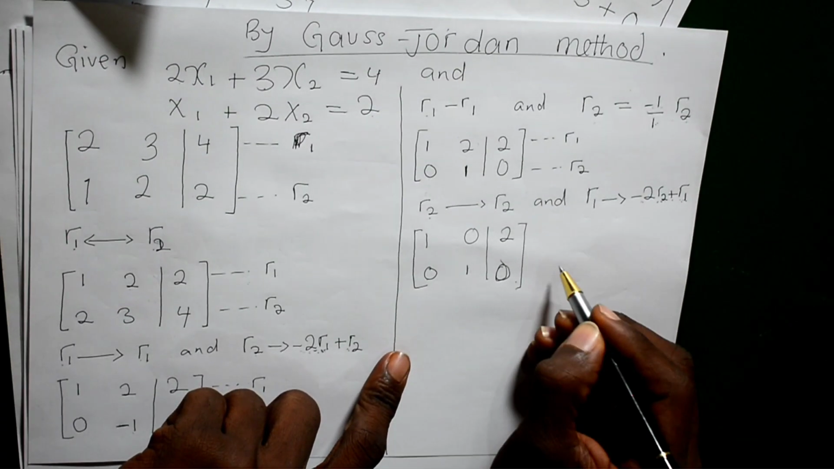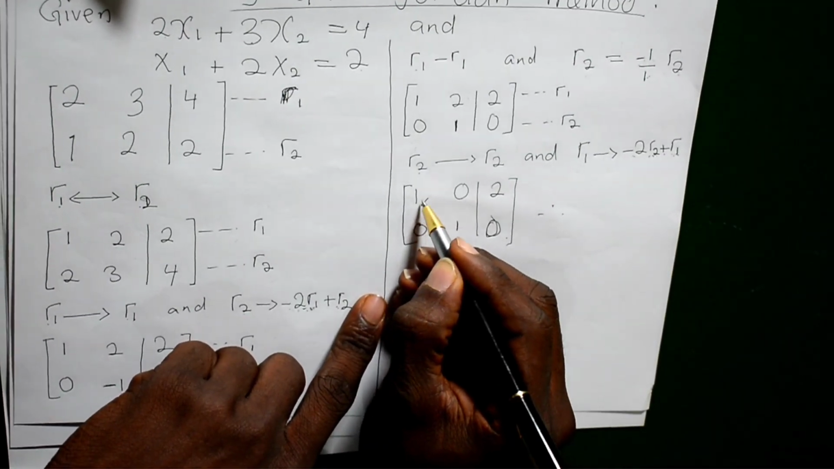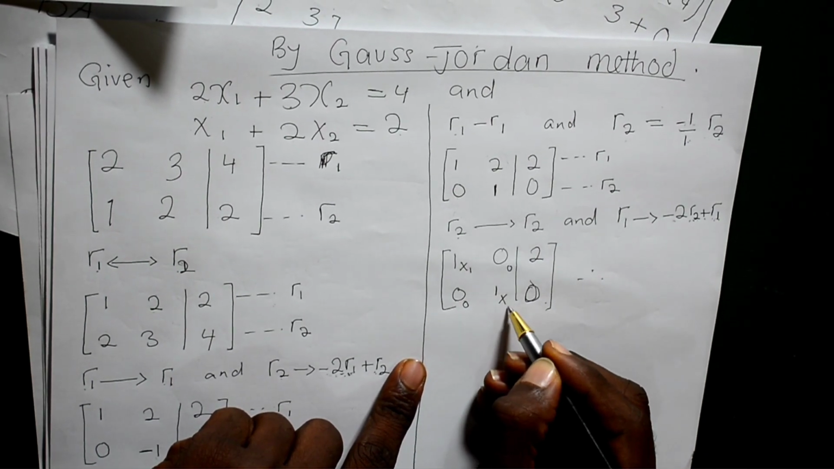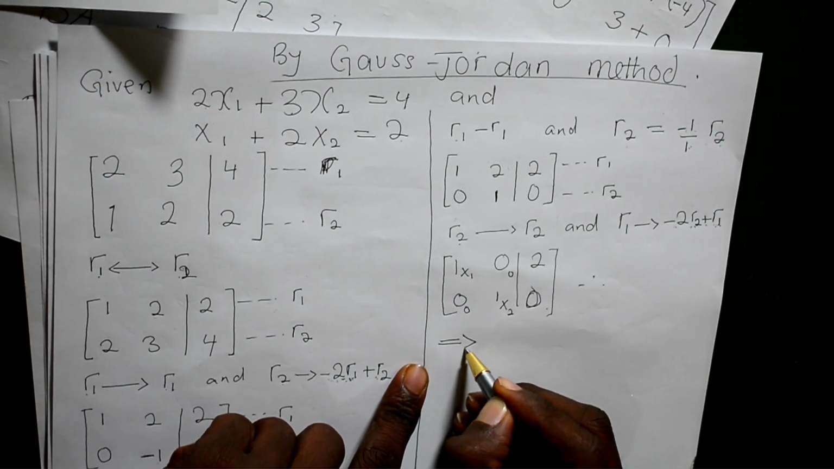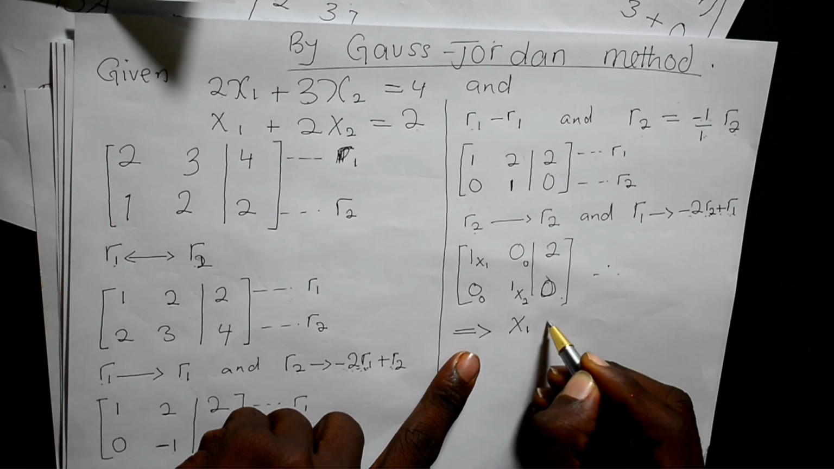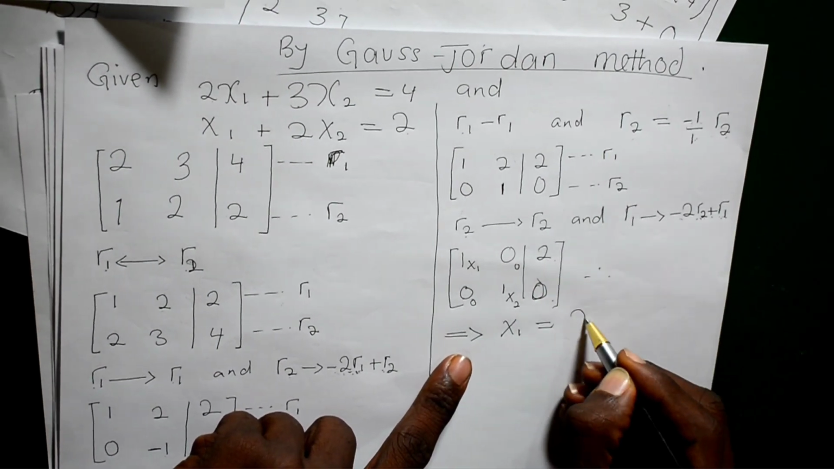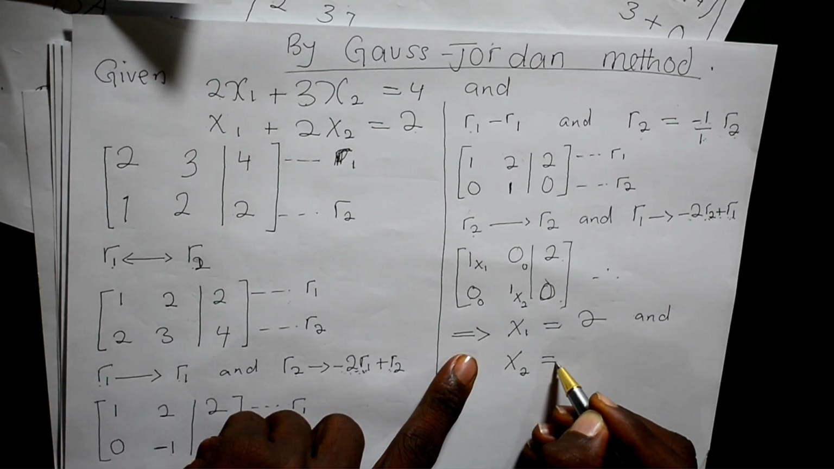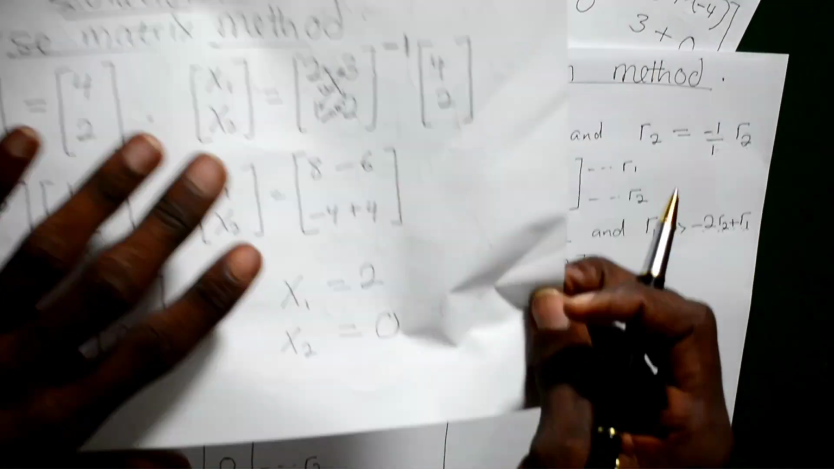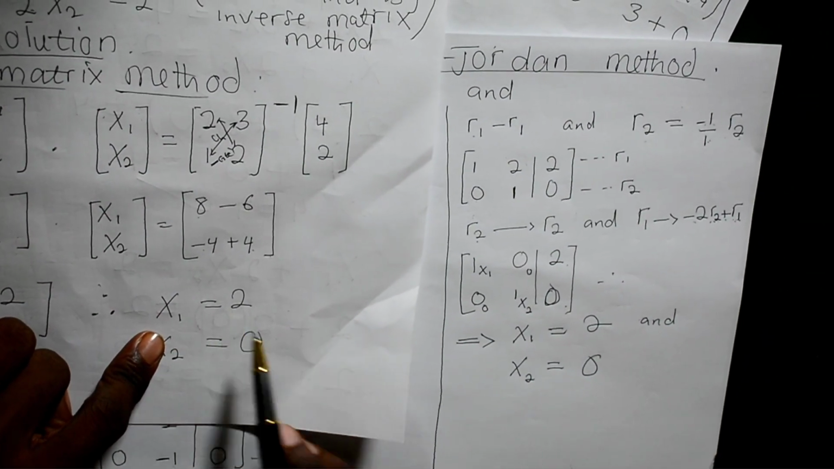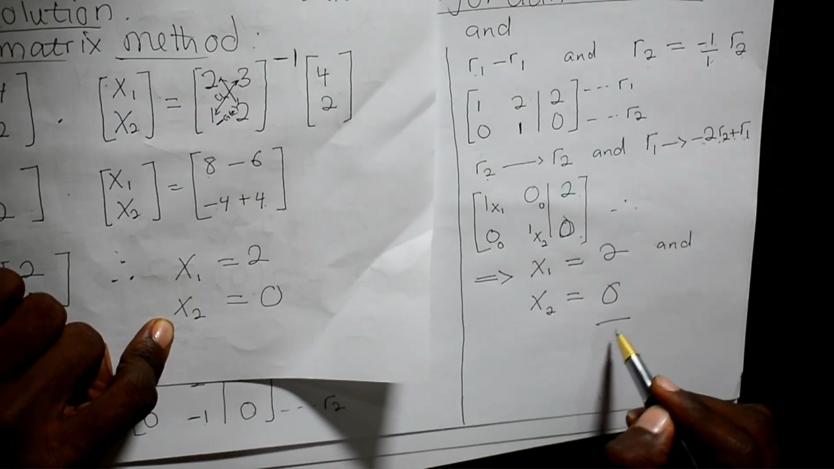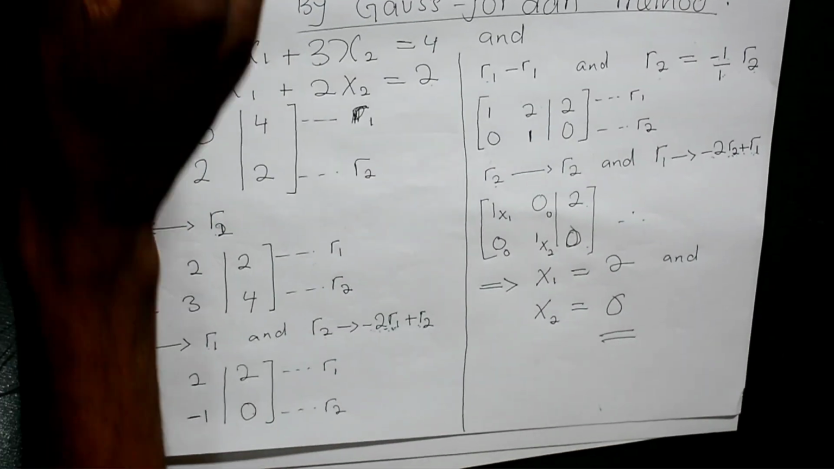So now this is x1 and 0, 0 and x2. So therefore this implies that x1 is equal to 2 and x2 is equal to 0. So this is correct as the first one that we found. x1 is 2 and x2 is 0. So this is how to solve by Gauss-Jordan matrix method.